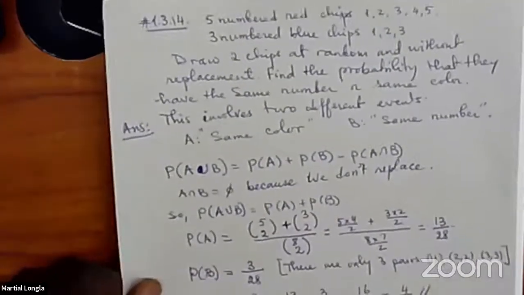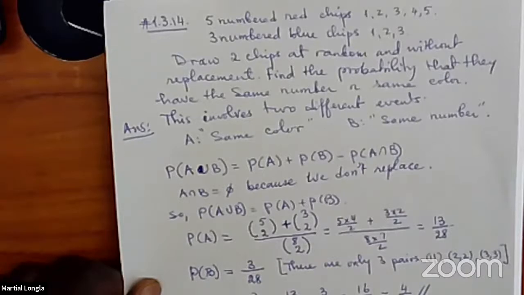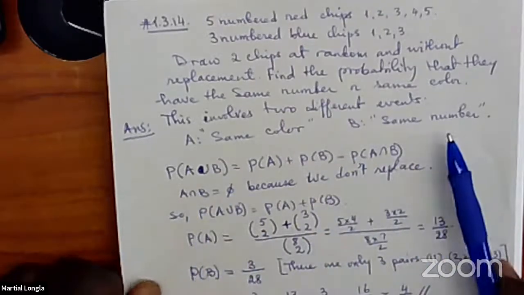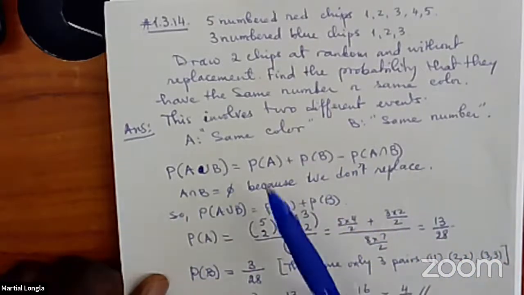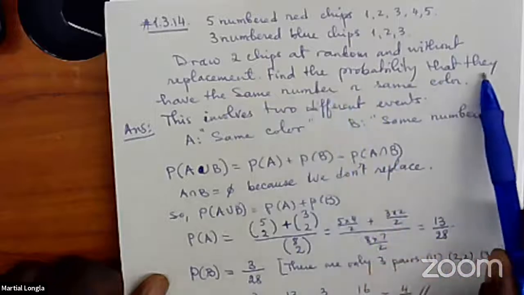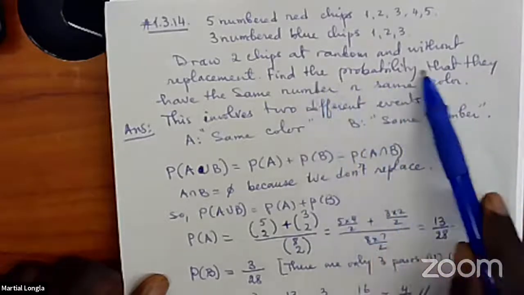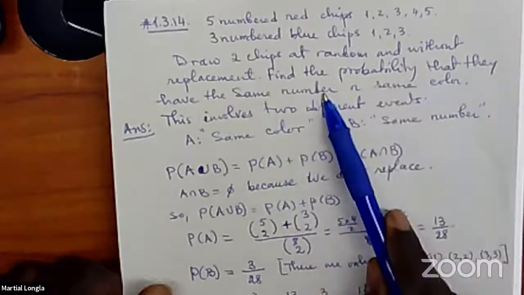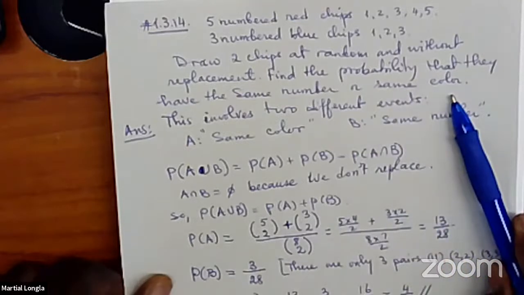1.314, you needed to first label the 2 things. I see 2 or 3 people had a problem with this question. And the problem is in not understanding here what it means. Find the probability that they have the same number or same color. This is the same event. It's not 2 different things.